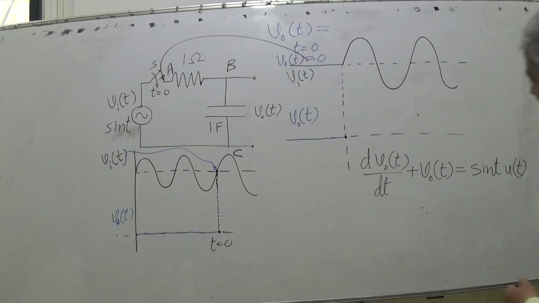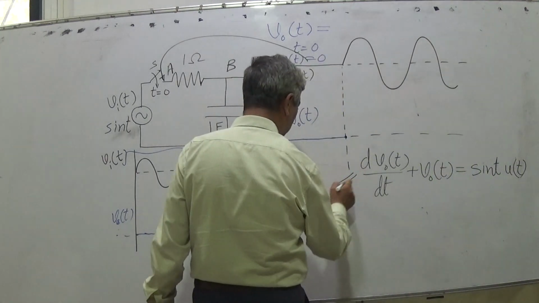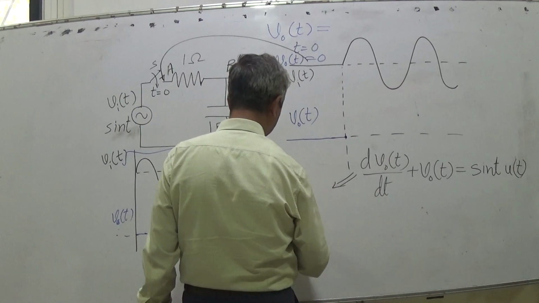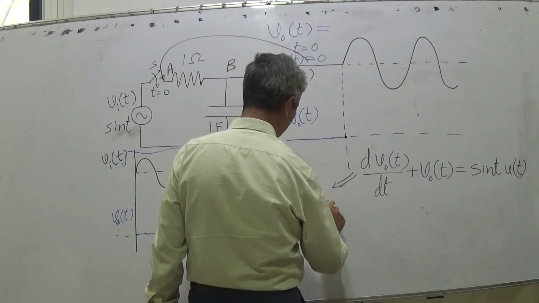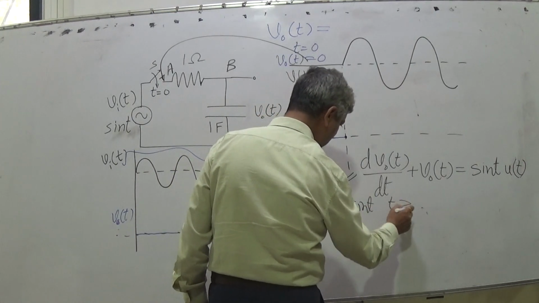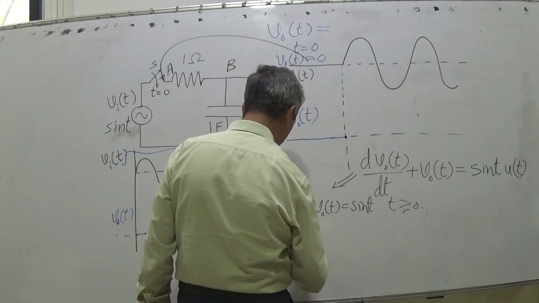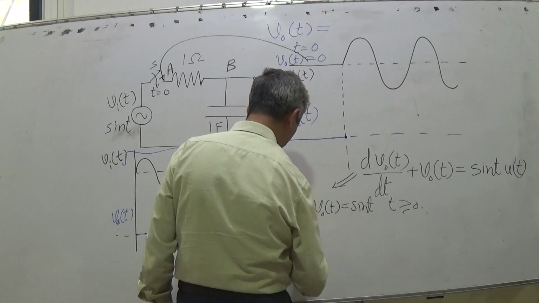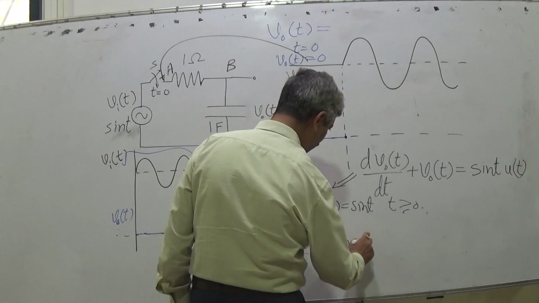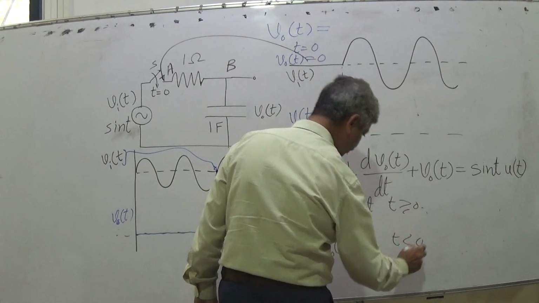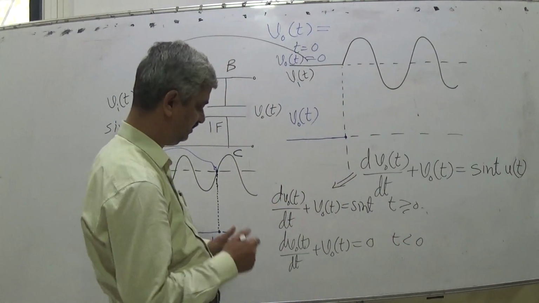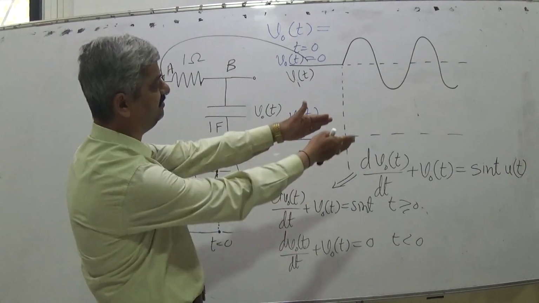This is a combined equation, meaning it has two equations: dVot upon dt plus Vot is equal to sin t for t greater than or equal to 0, and dVot upon dt plus Vot is equal to 0 for t less than 0. These two equations are represented by this.